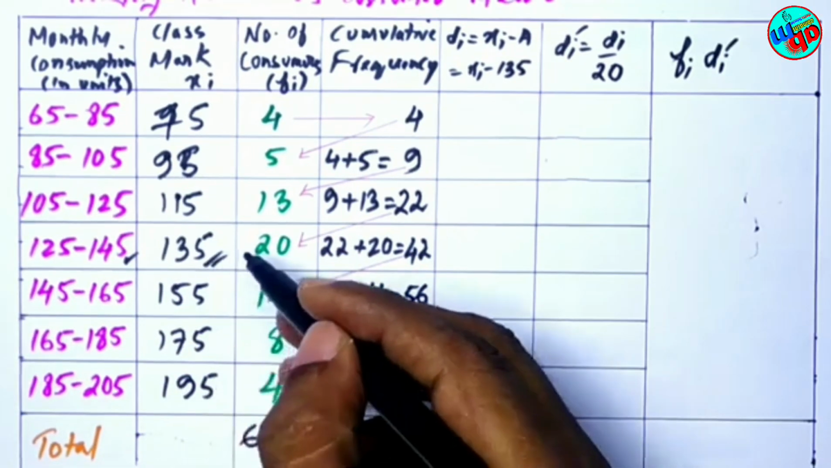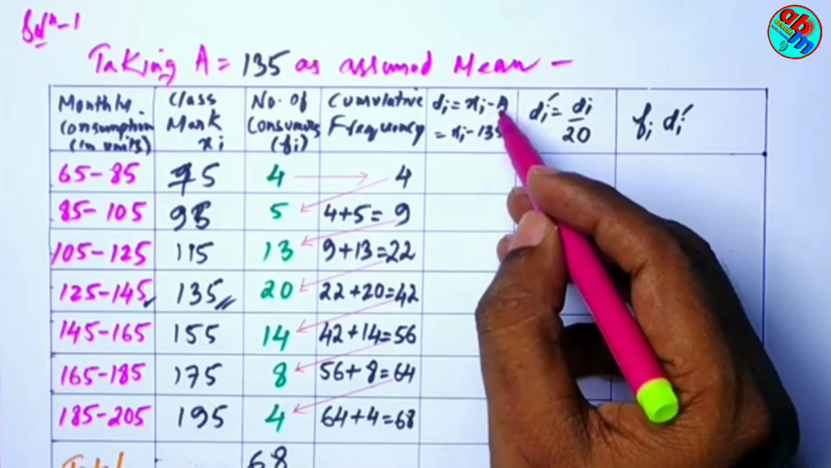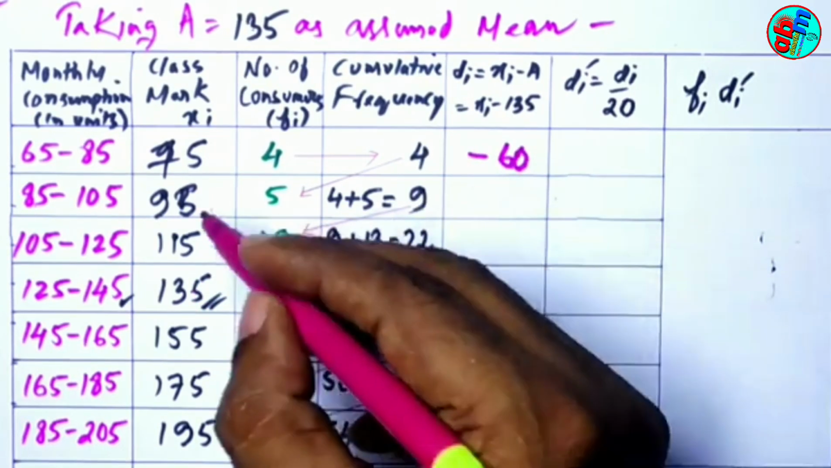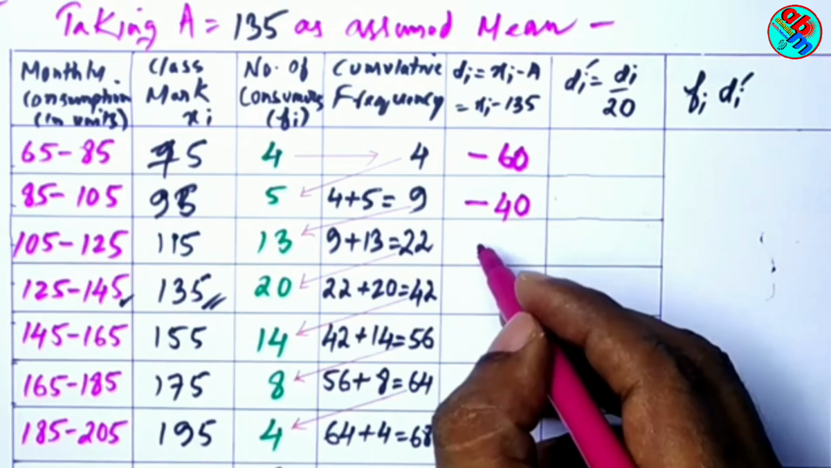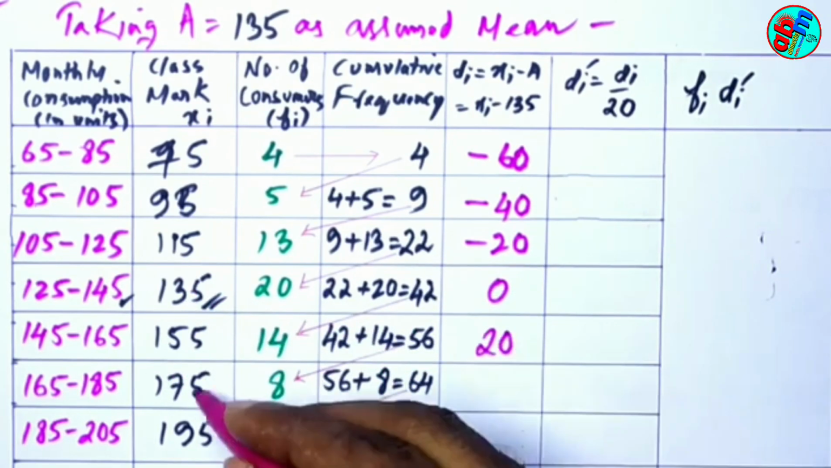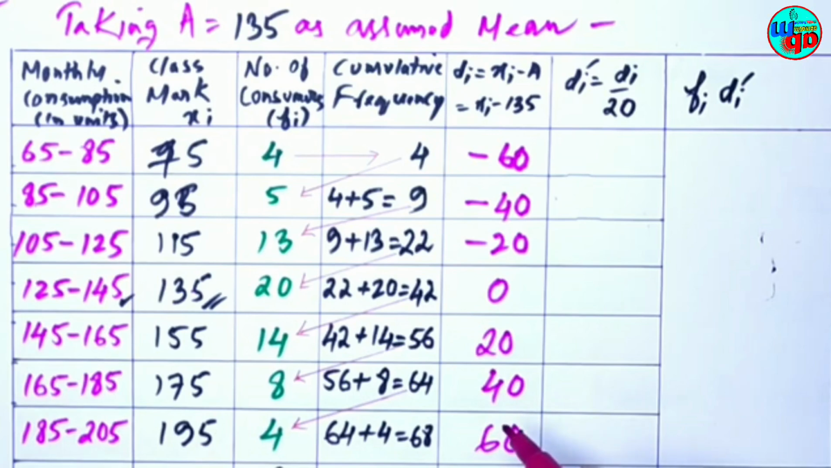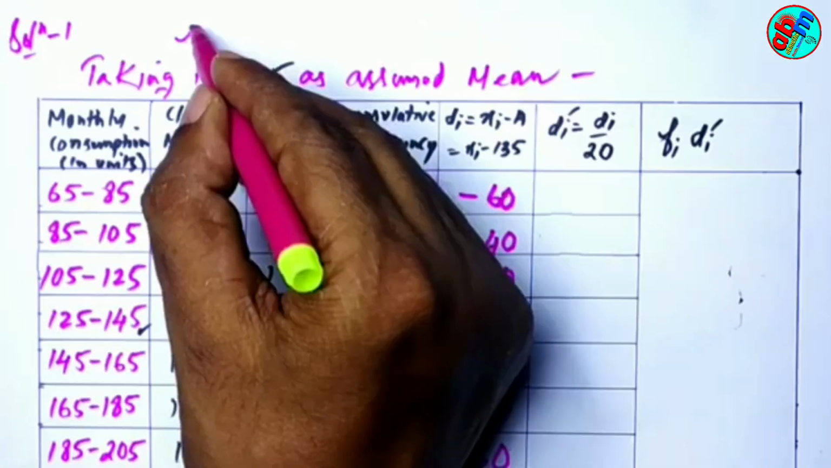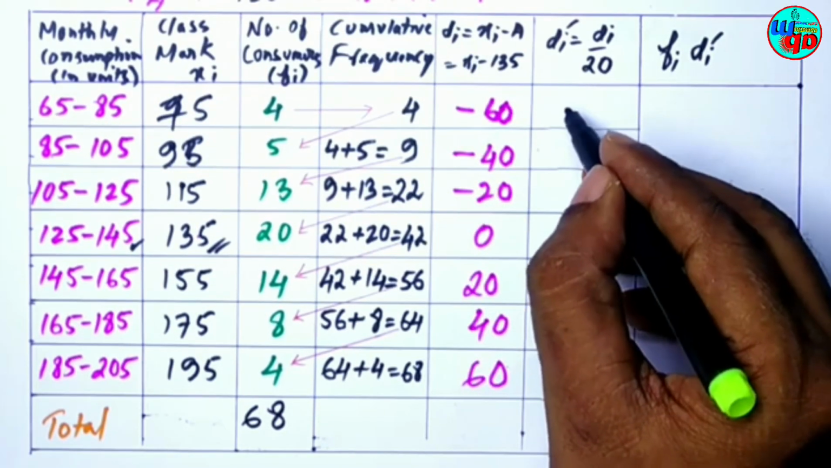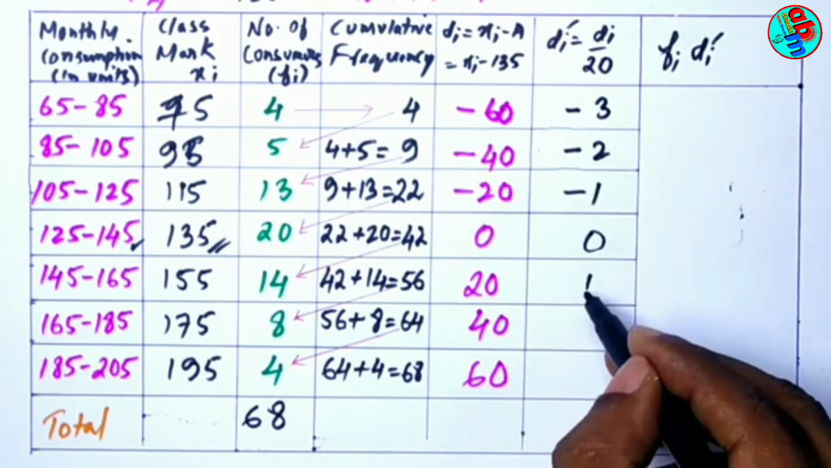We take 135 as our assumed mean and calculate di, which is xi minus a. So 75 minus 135 is minus 60. 95 minus 135 will be minus 40. 115 minus 135 is minus 20. 155 minus 135 is 20. 175 minus 135 will be 40. 195 minus 135 will be 60. Now here we see that 85 minus 65, which is our class size h, is 20. So we divide this minus 60 by 20 to get minus 3. This we divide and get minus 2. This we get minus 1, here 0, and here it will be 1, 2, 3.